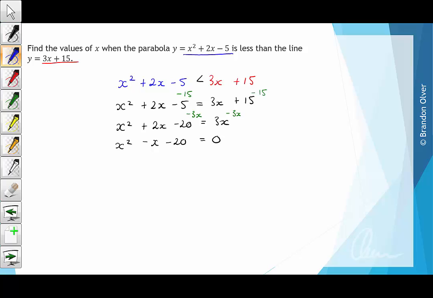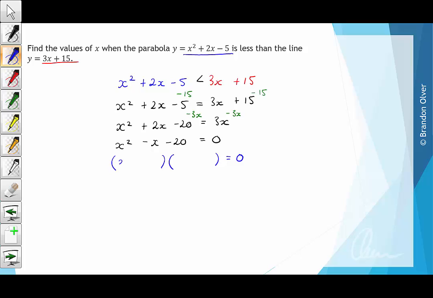So that's the first step we always do when we want to solve an inequality. We turn it into an equation and then solve it equal to 0. So for all quadratics, we solve it equal to 0, so we're able to use the null factor law. So we want to turn x squared minus x minus 20 into its factorized form.